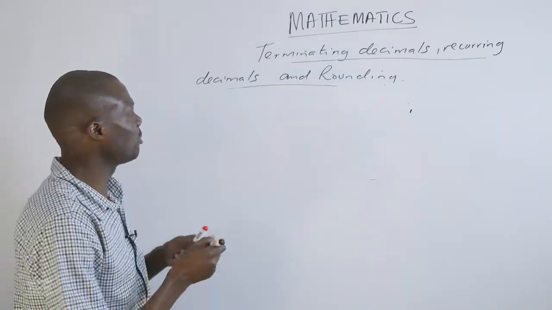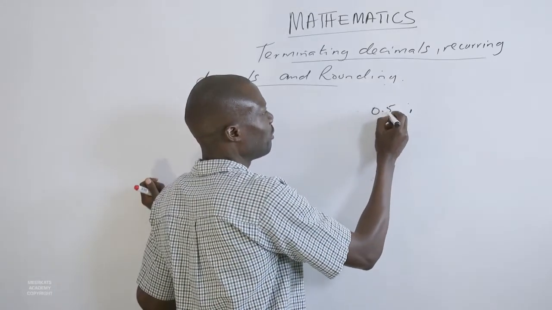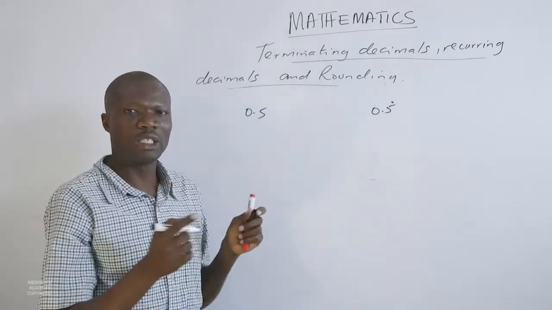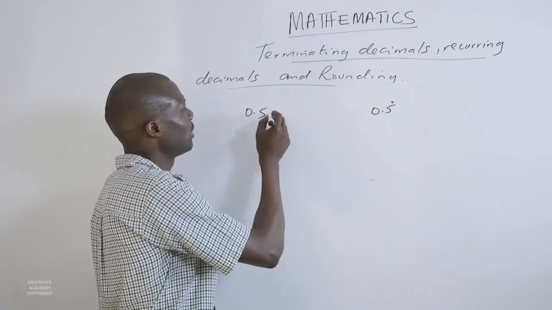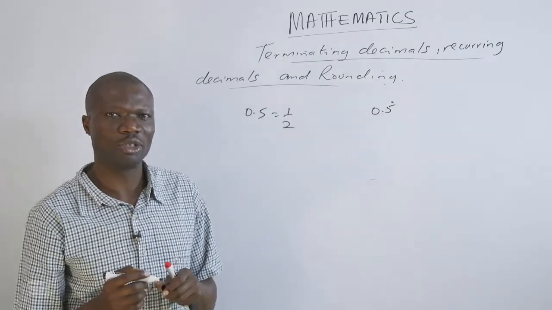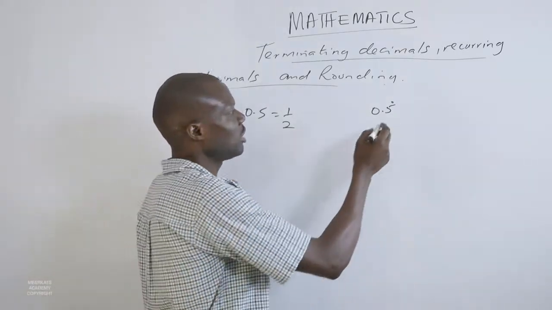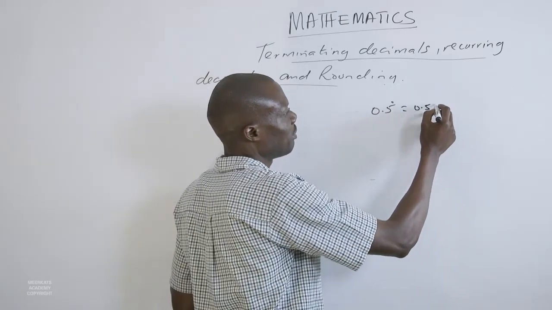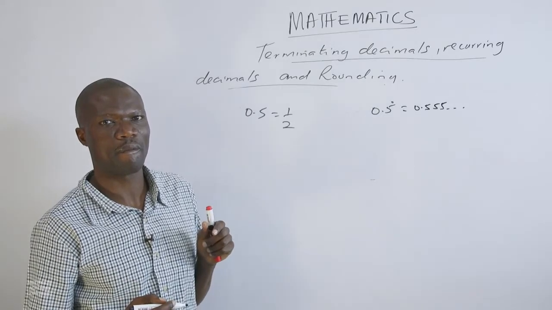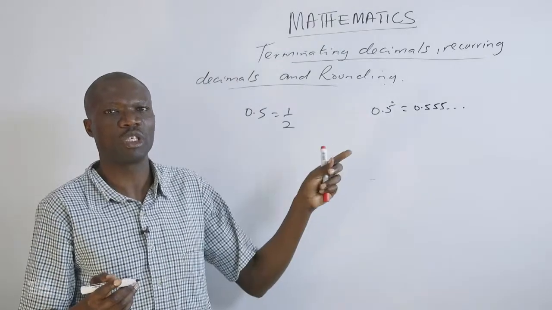So I want to bring out a difference between 0.5 and 0.5 recurring. That is where the difference is. We know that 0.5 is a half. But 0.5 recurring, is it equal to a half? Because this is the same as 0.55555 recurring. So it's necessary that we look at a method of how we shall resolve this.